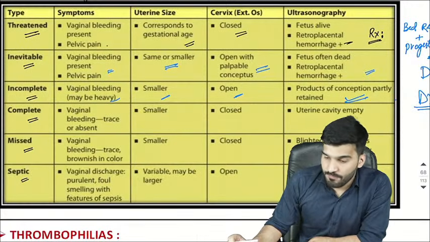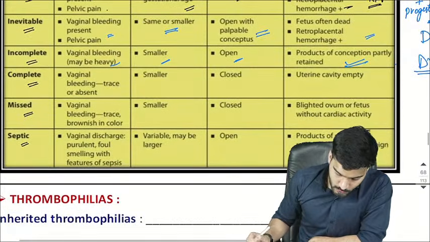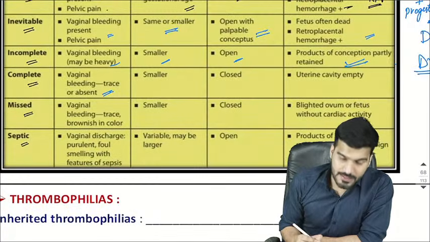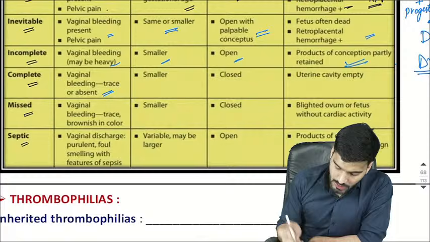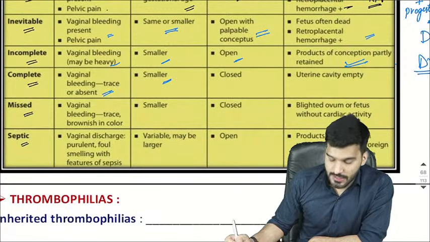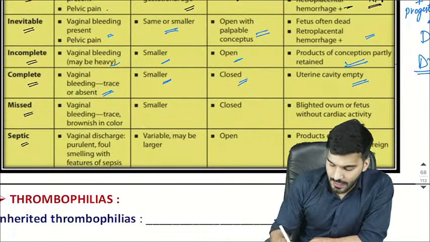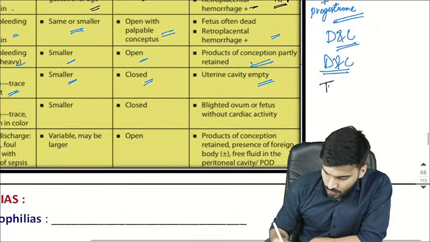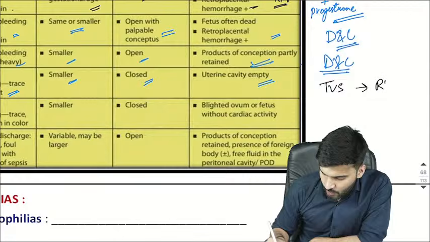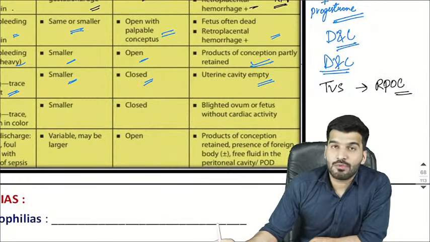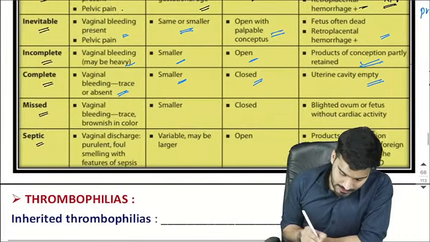Next, if we talk about complete abortion, there will be vaginal bleeding trace, or absent, because whatever was inside is all out. Size will be smaller, os will be closed, and the uterine cavity will be empty. What to do further? You do a TVS to rule out retained products of conception.